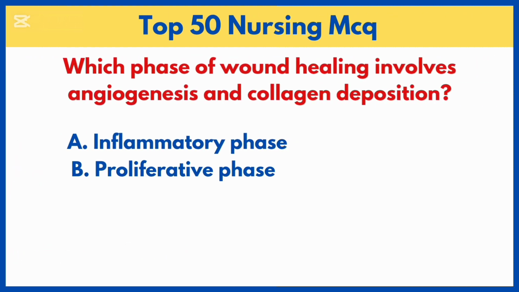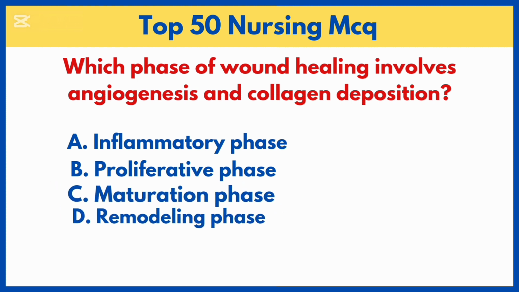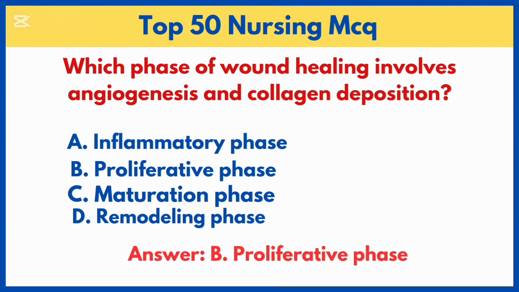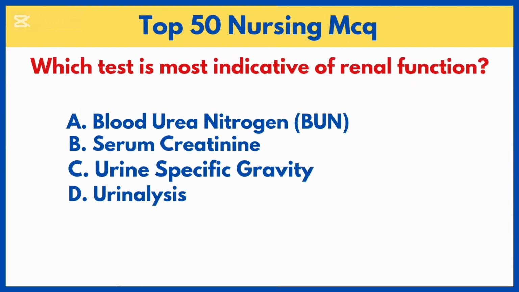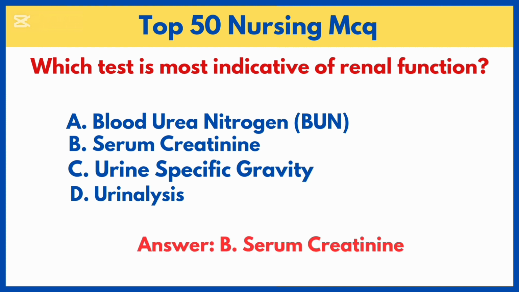Which phase of wound healing involves angiogenesis and collagen deposition? Correct answer is option B, proliferative phase. Which test is most indicative of renal function? Correct answer is option B, serum creatinine.